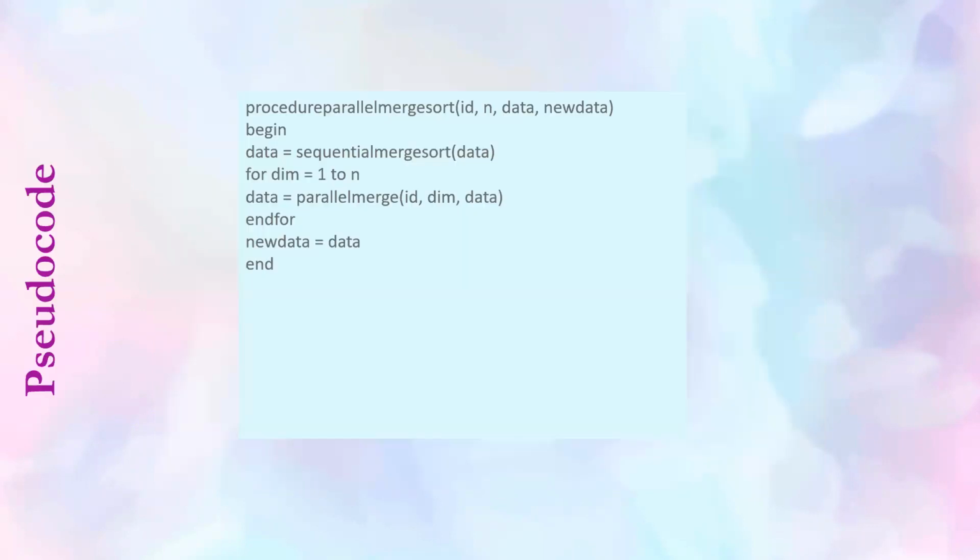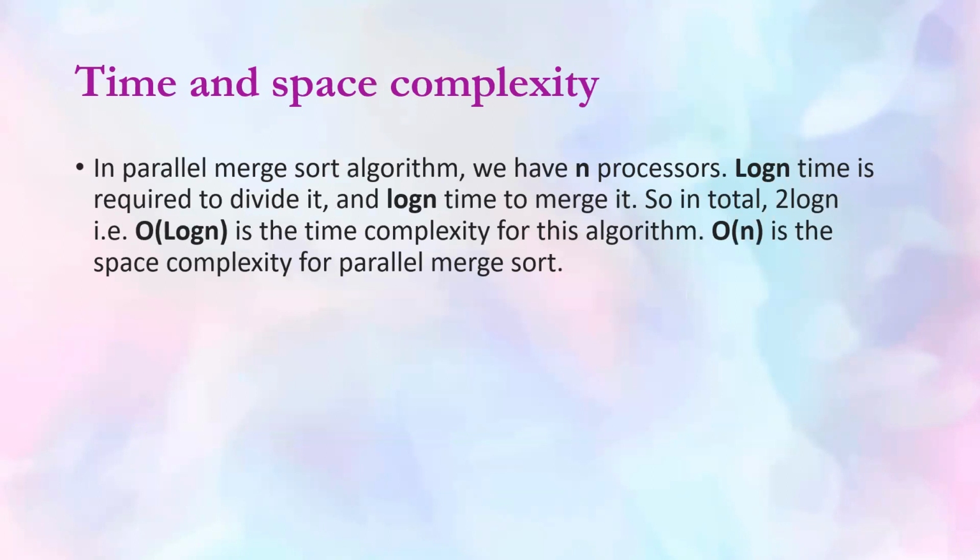Now this is the pseudocode of your parallel merge sort. I have procedure parallel merge sort. I have ID, the data, n and the new data. So the old data I'm going to sequentially merge the sorted data and it is going to run from 1 to n, where n refers to the total number of processors you have. You keep on doing this merge and sort and merge, same thing. Finally, you assign the sorted data to your new data and return the new data.